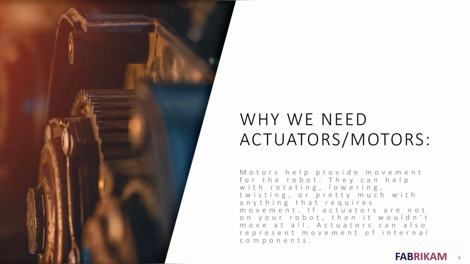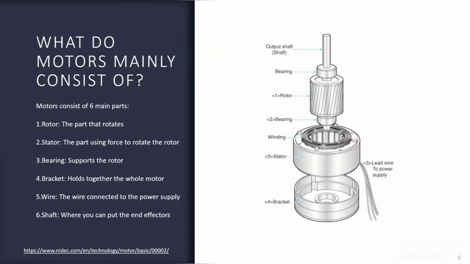So why do we actually need actuators and motors? Motors provide the movement for the entire robot. They can help with rotating, lowering, twisting, or pretty much anything that requires any sort of movement. If actuators are not on your robot, then it wouldn't move at all. Actuators can also represent the movement of internal components. That's important to consider too, but you probably do need actuators, especially when building a robot that has to move around. Actuators are definitely important.